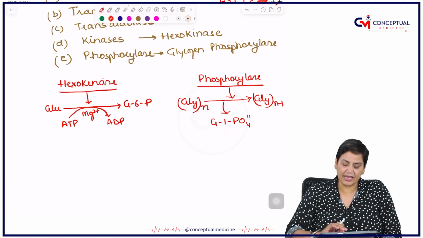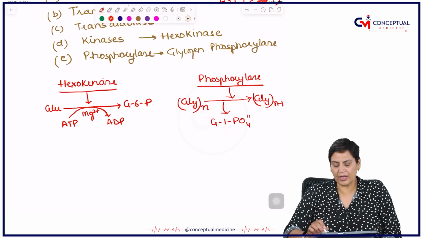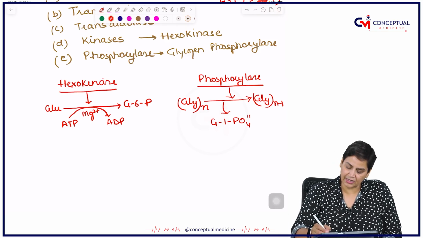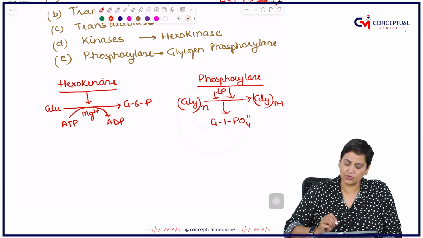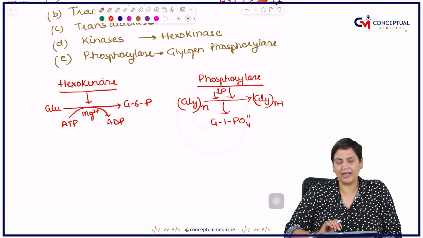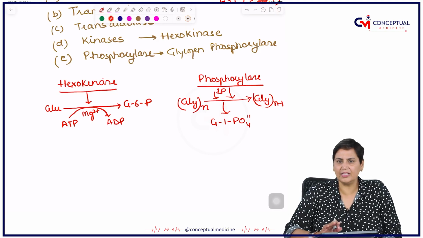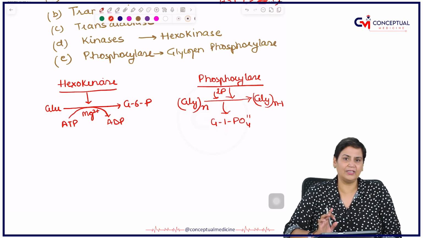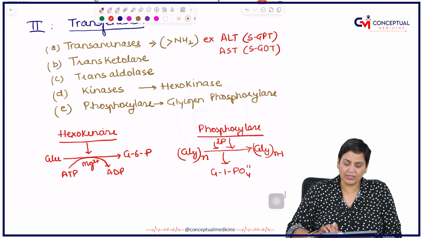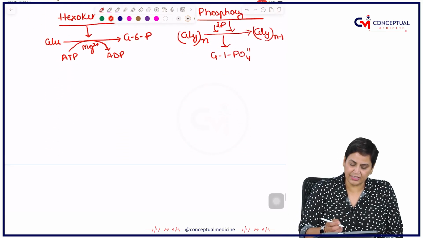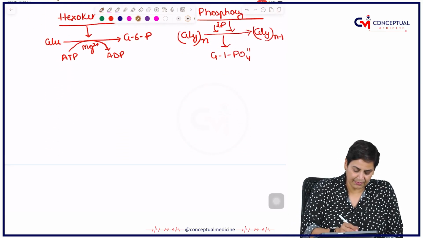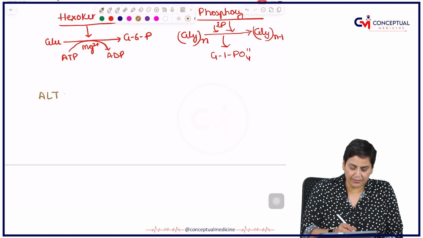But whether it is kinase or phosphorylase, they both are involved in the transfer. Phosphorylase, inorganic phosphate, so I can write inorganic phosphate also here, just to clarify it. And here you can simply say kinase. So whether it is hexokinase, glucokinase, galactokinase, or fructokinase, they all are different from phosphorylase. There is only one phosphorylase reaction in the body, that is glycogen phosphorylase, right? So this is transferases.